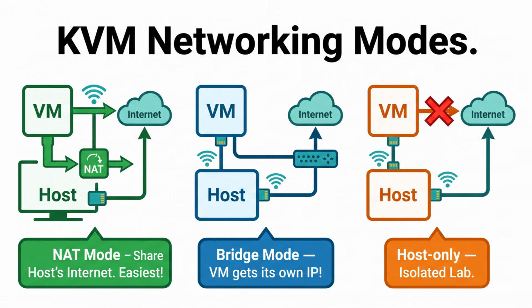How do VMs talk to the network? KVM offers several networking modes. NAT mode. The VM gets internet access through the host, like your laptop sharing its Wi-Fi. Bridge mode. The VM gets its own IP on your network, like a real computer plugged in. Host-only mode. VMs can talk to the host, but not the internet. For most dev work, NAT is the easiest to start with. Power users use bridged networking for full network presence.